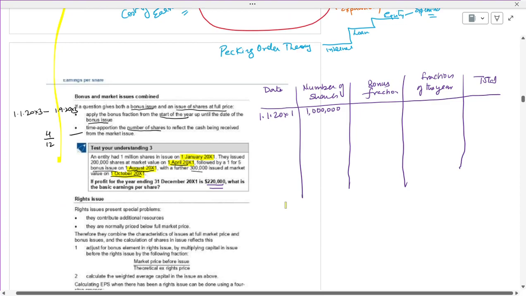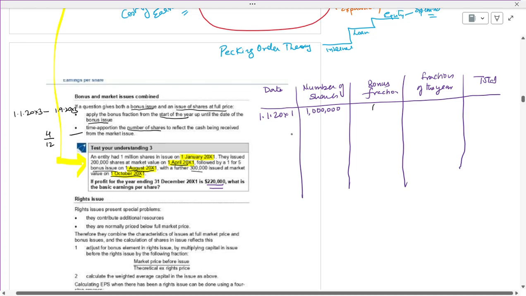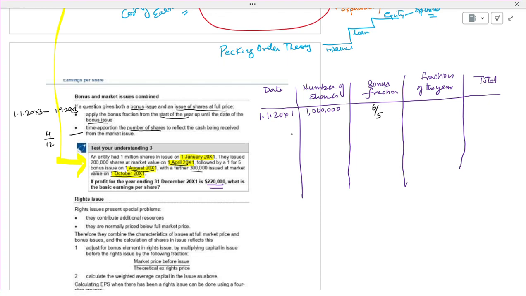This is with respect to this one. What is the bonus fraction if we are issuing 1 for 5? The bonus fraction will be 6 by 5. The bonus fraction is in reference to the line which I have mentioned. Is that fraction of the year?